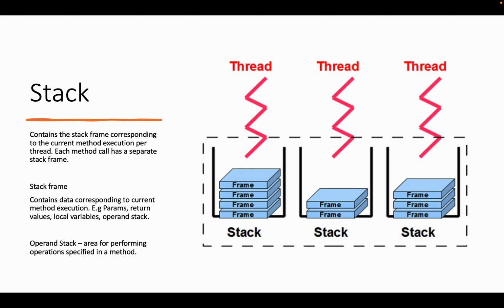So the stack frame contains data corresponding to the current method execution, e.g. parameters, return values, local variables, the operand stack. The operand stack is an area for performing operations specified in a method.